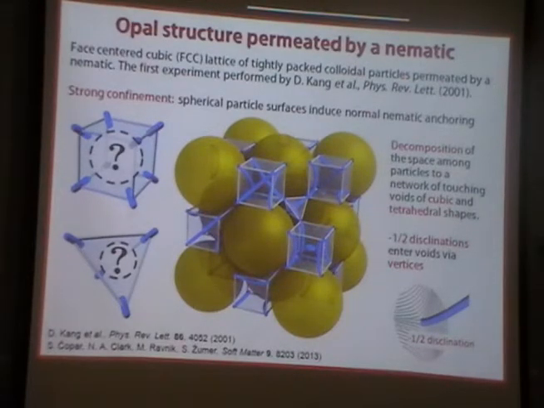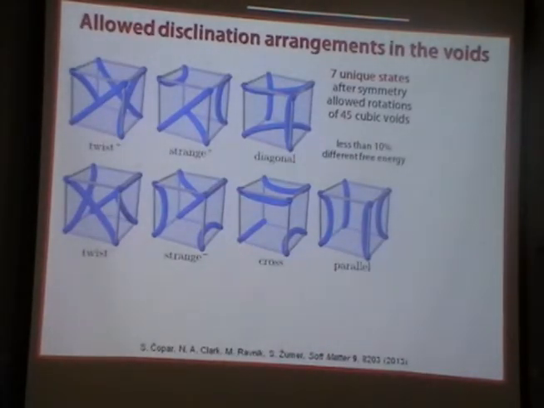And Simon's idea was that you can decompose the space between the spheres into a network of cubes and tetrahedrons. And so the question was how all these disclination lines, which enter at the vertices of these two simple objects, could be arranged. There are actually seven unique states. We are not considering the crossings of disclinations in the middle of these cubes, because it's energetically not preferable, so they try to avoid each other mostly.